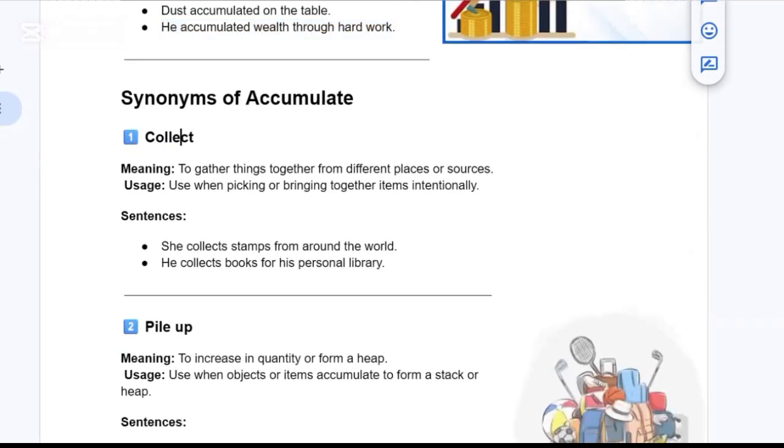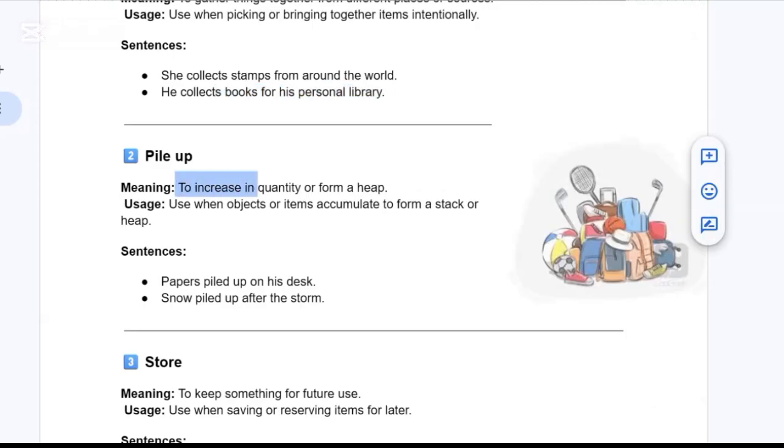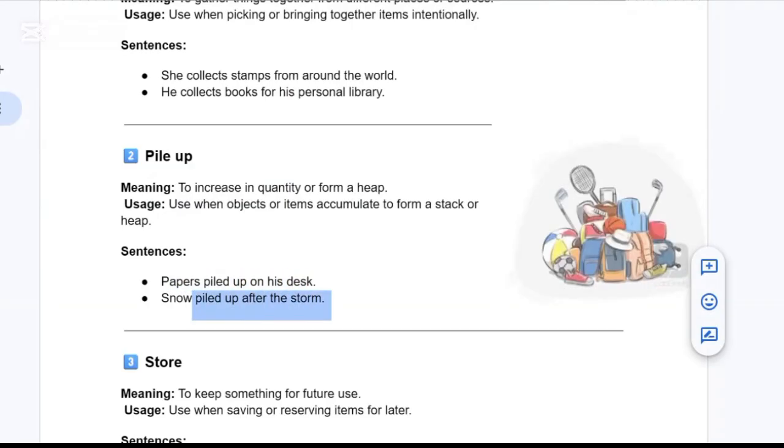Synonyms of accumulate: collect. Collect is to gather things together from different places or sources. For example, she collects stamps from around the world. He collects books for his personal library. Pile up: to increase in quantity or form a heap. For example, papers piled up on his desk, snow piled up after the storm.